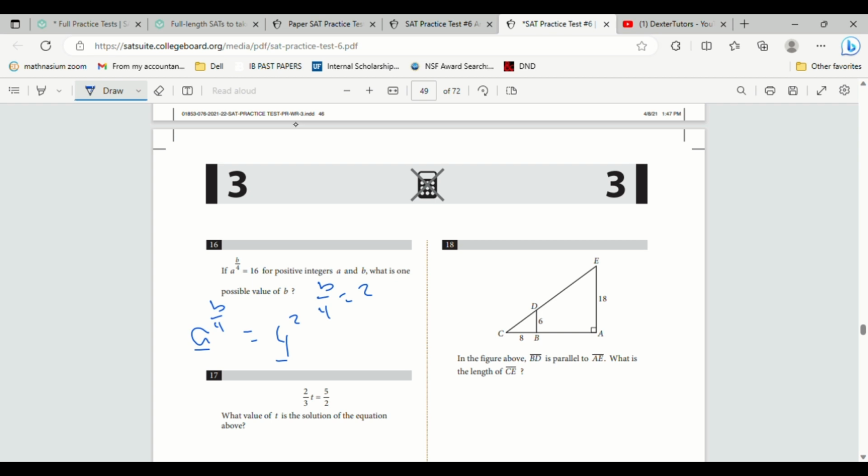So now, solving for B, multiply both sides by 4. B equals 2 times 4, which is 8. So one possible value of B is 8.